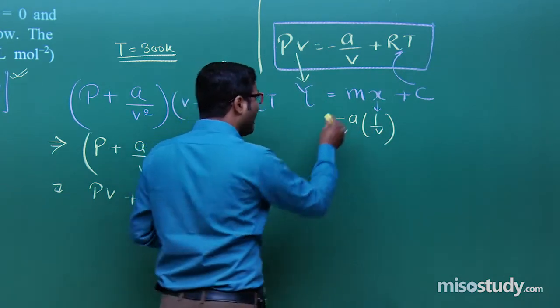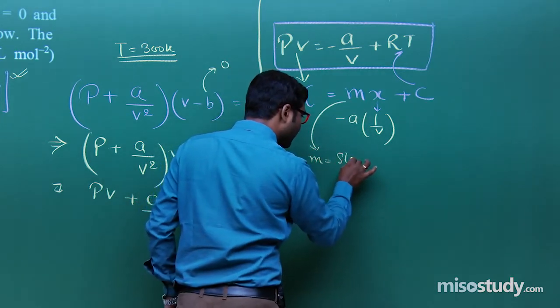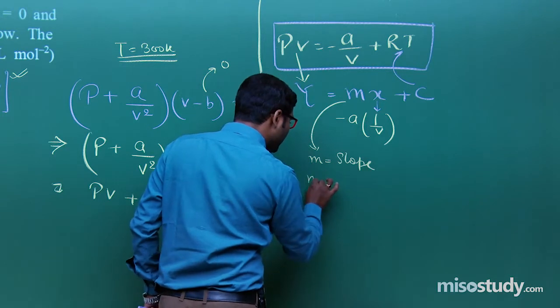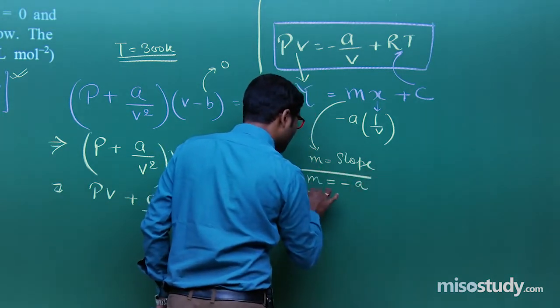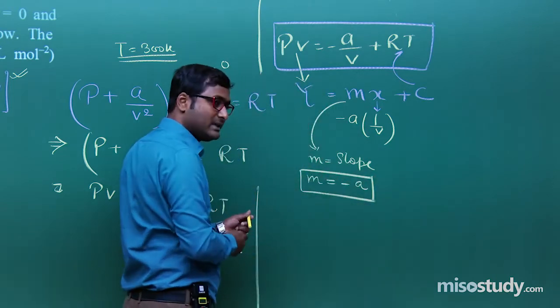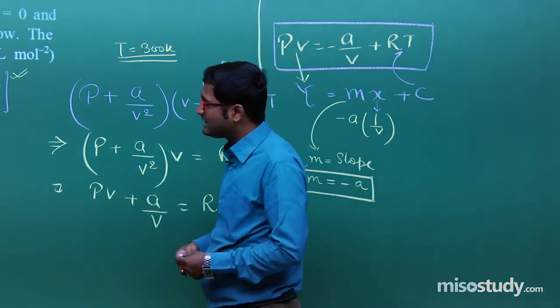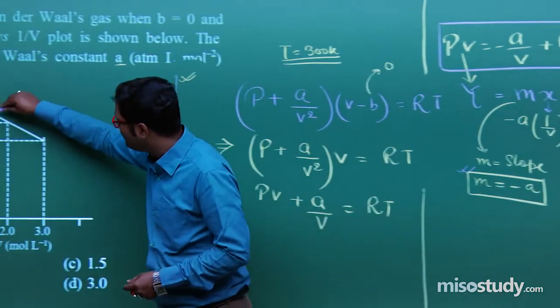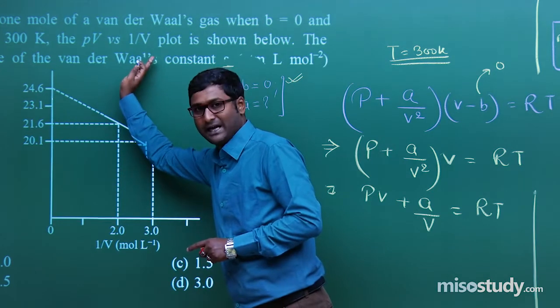Clear to you? What is m? We people know m is the slope. Clear to you? Here m is equal to minus A. Am I right or wrong? Sir, you are absolutely right. That means the slope is negative. If the slope is negative, then the graph will be like this. Clear to you? If the slope will be positive, then it will be like this.